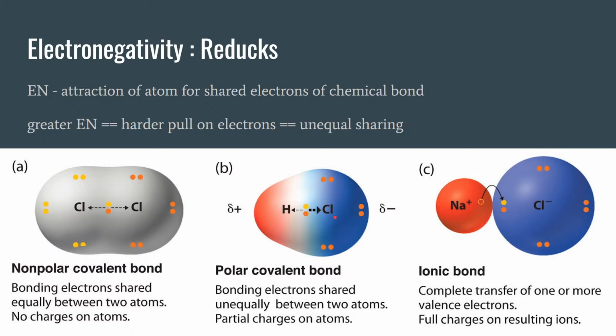It's not a complete separation of charge, though, so we can't just say positive and negative. That's why we use these swoopy-looking delta symbols. The delta, in this case, means partial. It's a partial positive charge over here on hydrogen and a partial negative charge over here on chlorine. There is a charge separation. This makes it a polar bond.